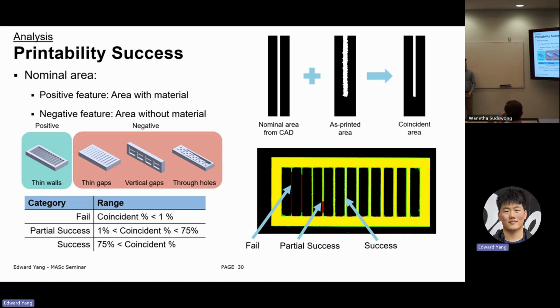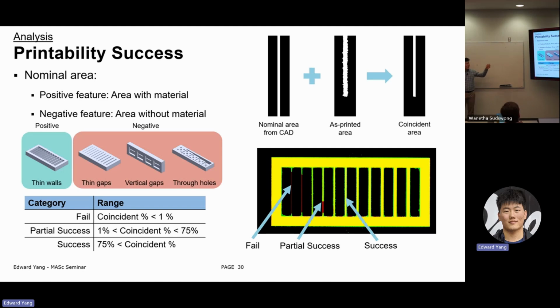So for example, in this image here, on the far left, those two walls that didn't really print at all will be categorized as fail, since there's almost no overlapping area. Whereas in the middle, there's one that has most of the wall printed. That will be classified as a partial success. It's still mostly there. It's missing a little bit. And the one on the far right is a full success. The entire feature is there. It is overprinted, but the entire feature, as predicted by the CAD, is there.